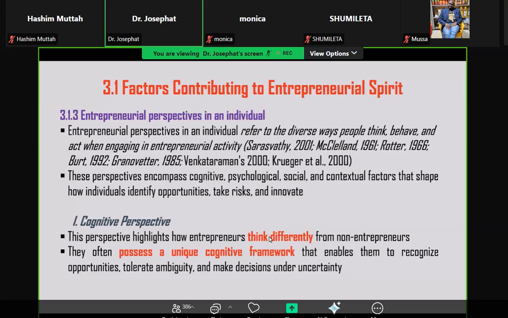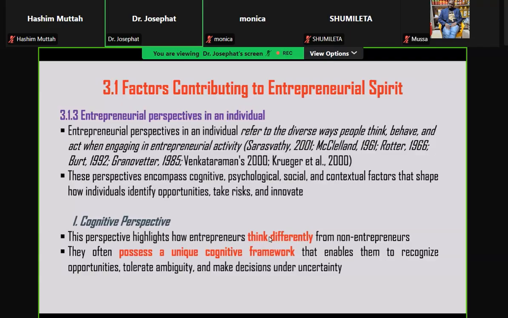The perspective always encompasses cognitive element, psychological element, social and contextual factors that always shape individuals' identity, how individuals identify opportunities, take risks and innovate. So tukiangalia wajasiriamali wote wanatofautiana on how they identify opportunities, on how they take risk, and on how they innovate. And this is much more affected by those perspectives on the part of cognitive, psychological, social, and contextual factors. So let's discuss first the cognitive perspectives.